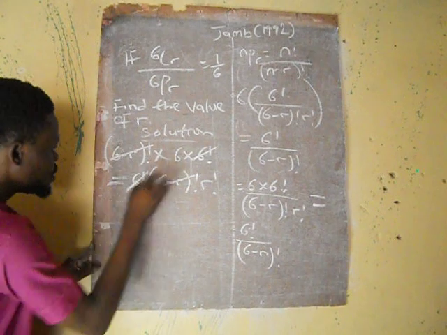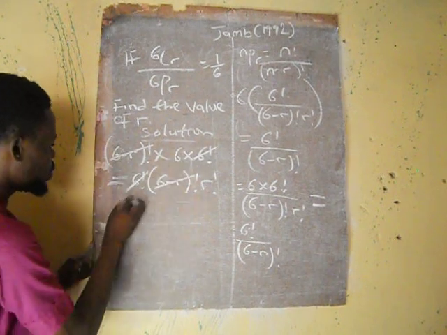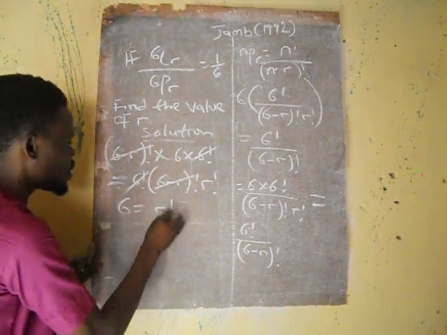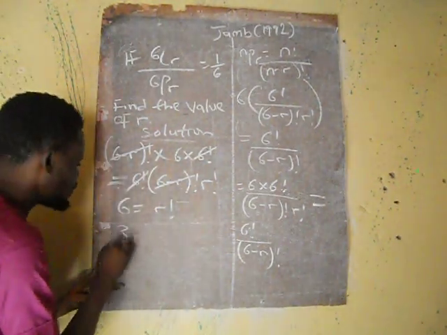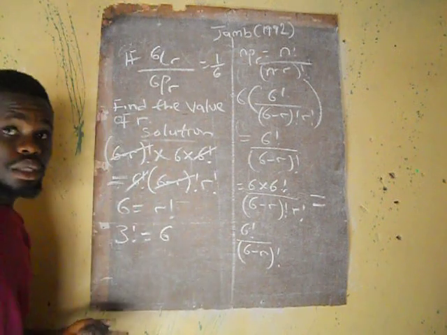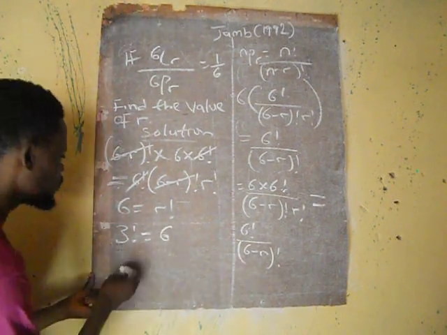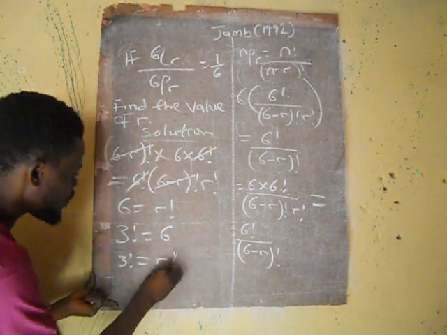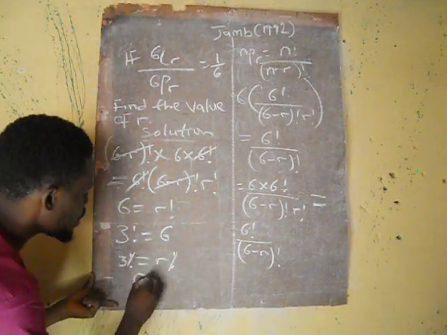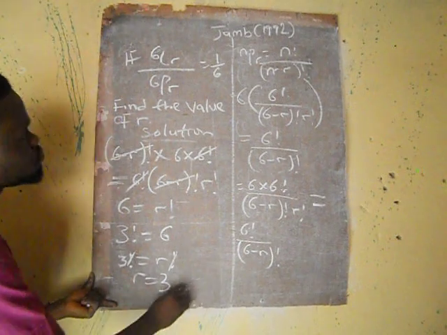So we have only 6 equals to R factorial. So 6 equals to what? R factorial. Now recall from our knowledge of factorial, 3 factorial equals to 6. Do we remember? Yes, let's continue. So we have 3 factorial equals to R factorial. So factorial will cancel factorial, R equals to 3.